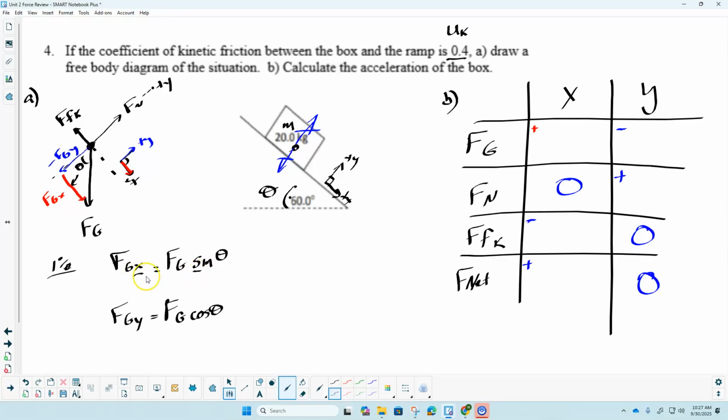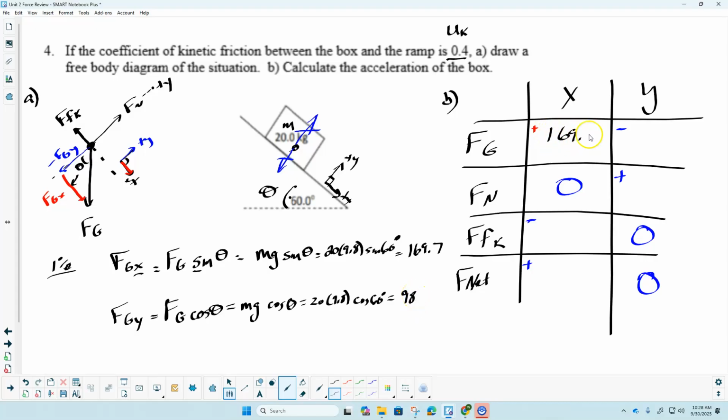Remember, sine slides, so that's in the x direction. So if you do this, F_G is just mg, so it'd be mg sine theta and mg cosine theta for the 2 components. So 20 times 9.8 times the sine of 60, and then 20 times 9.8 times the cosine of 60. If you put that in your calculator, make sure you're in degree mode, you should get 169.7 for the X component, and you should get 98 for the Y component. So I can put those in, so 169.7 and 98.